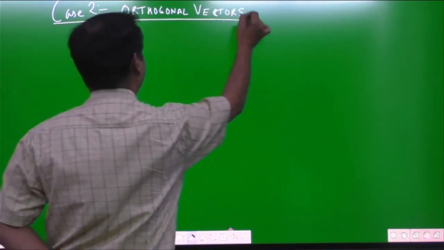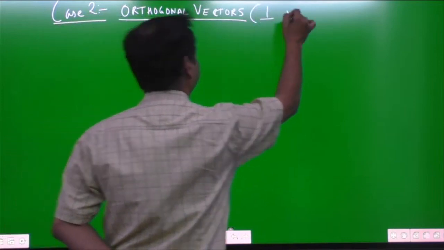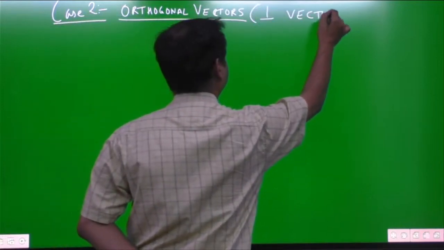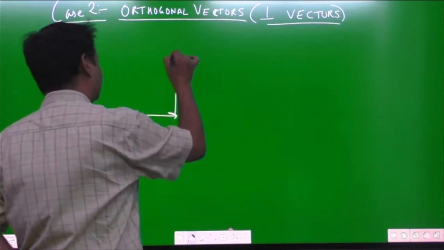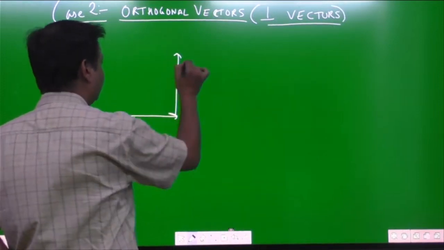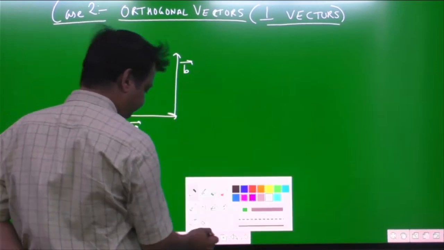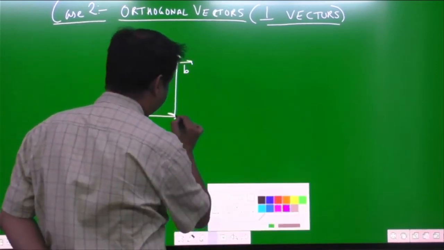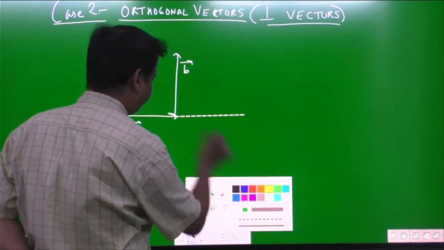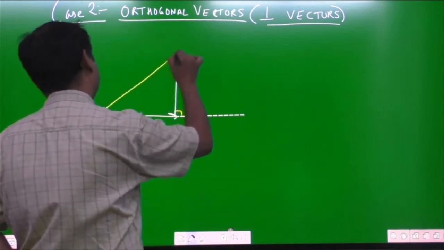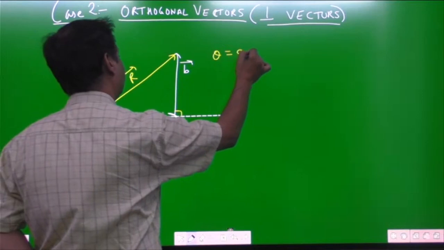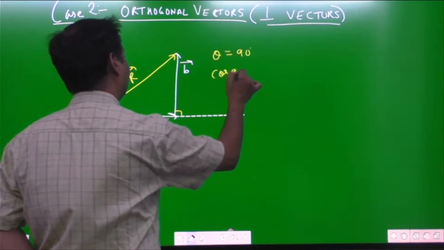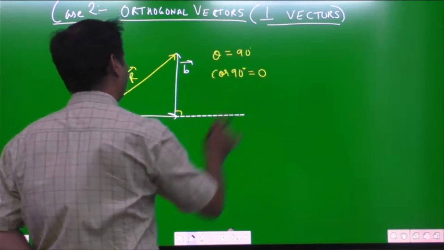Or perpendicular vectors. Okay, so suppose two vectors are perpendicular. This is vector A and this is vector B, and I'm extending this line. This angle is 90. So this will be the result R. In this case, theta is 90 and the value of cos 90 is 0.